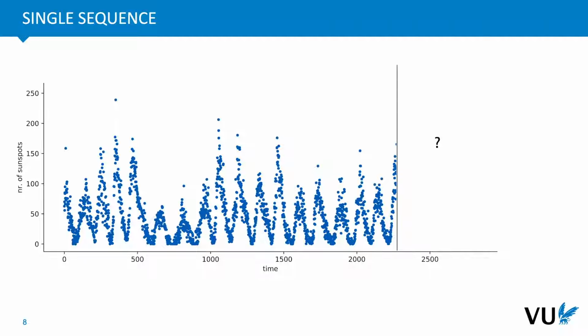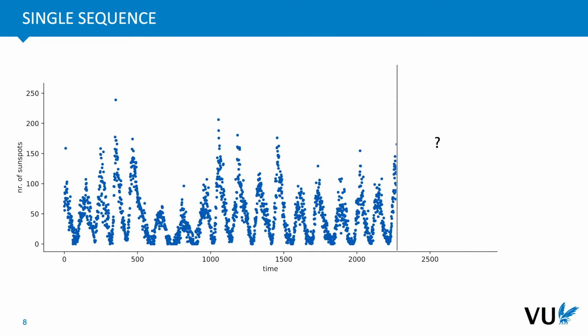And in these kinds of datasets, one very common learning goal is to predict the next token in the sequence given the history. So given these observations, what's the number of sunspots we will observe next? And as you can see, there's a lot of regularity in the data that will help us make a good estimate of what number of sunspots we might observe today.